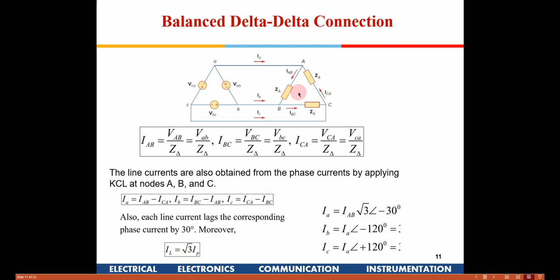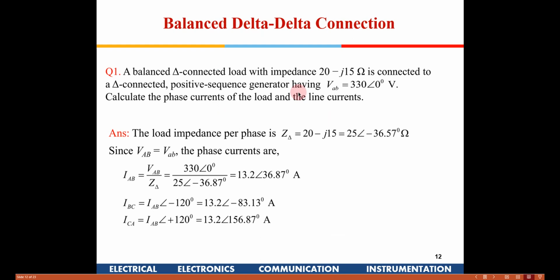We can take on one more, just an example. This is the impedance which is given here, connected to a delta connected source, with the given line voltage. If it is a line voltage, the phase voltage is also going to remain the same since it's a delta source. Now calculate the phase currents. Even the load is delta connected, so we need to find the current.